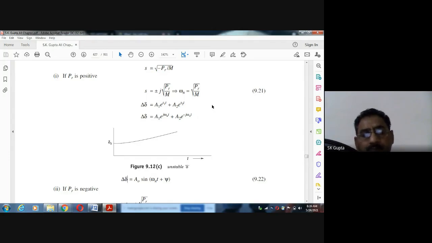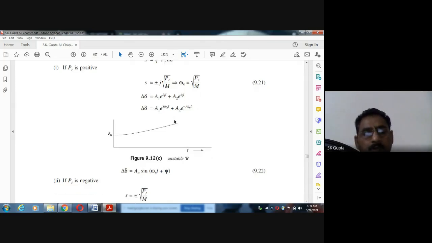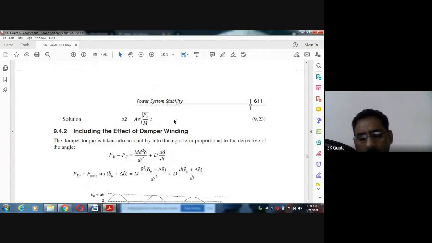And if PR is positive, the synchronizing power coefficient is positive, then there will be sustained oscillations in this. The rotor will have the oscillation around the new or normal operating point.